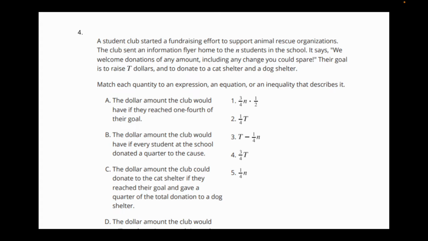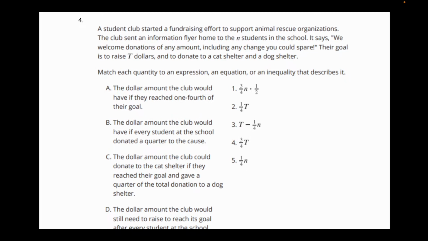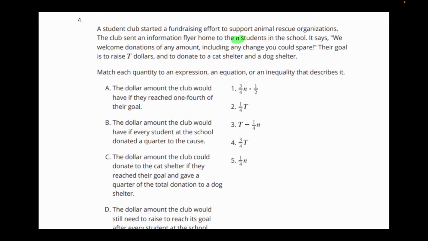A student club started a fundraising effort to support animal rescue organizations, and the club sent an information flyer home to the students, N number of students in the school, and it says they want to raise T dollars. Donations, any amount. Their goal is to raise T dollars and to donate to a cat shelter and a dog shelter. So match each quantity to an expression, equation, or inequality that describes it. We are going to do the same thing we did as the question on the other page.